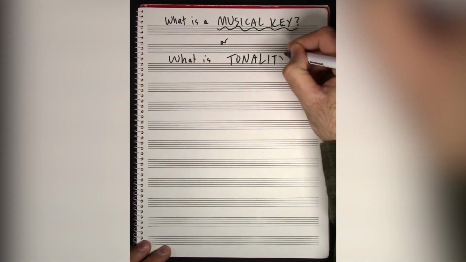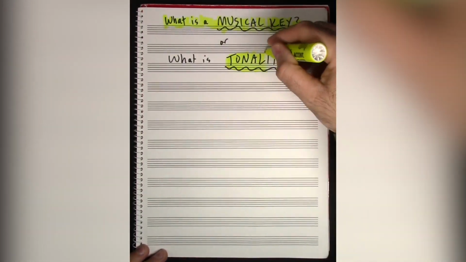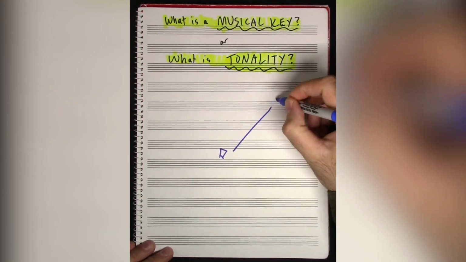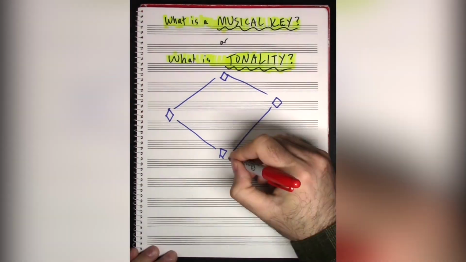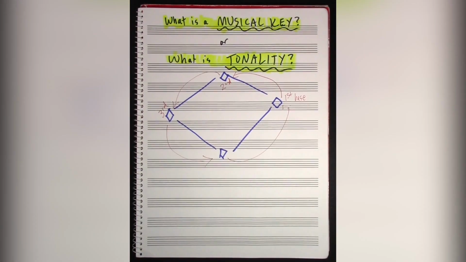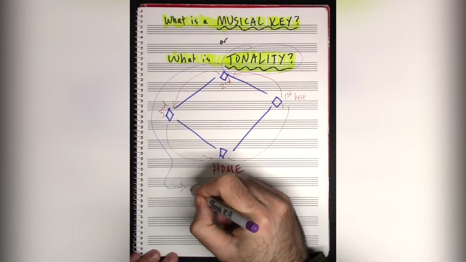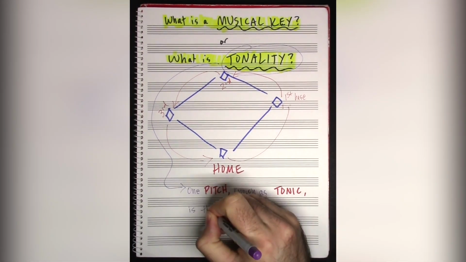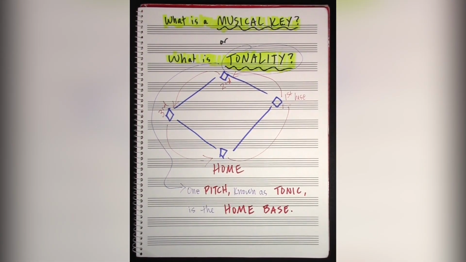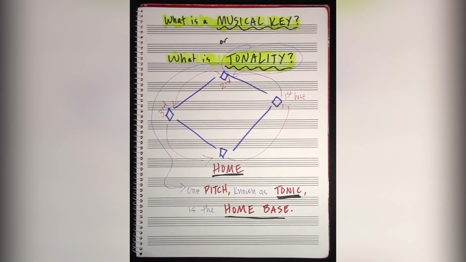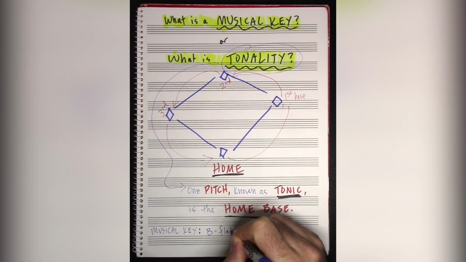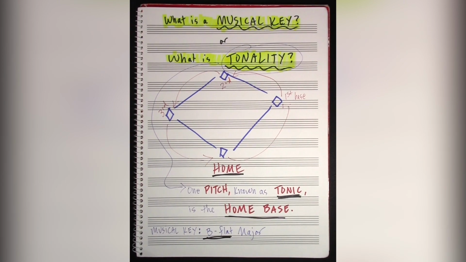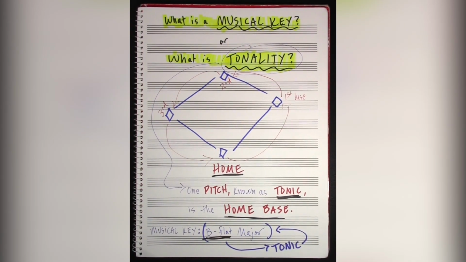What is a musical key? Or what is tonality? Imagine a baseball field. When a batter hits the ball, they travel around the bases, with the goal of returning to home base. Tonality is a system of writing music in which one pitch, known as the tonic, is the center point, or home base, of a musical key. In a previous video, I mentioned B-flat major. Well, the pitch B-flat is the tonic of that key.